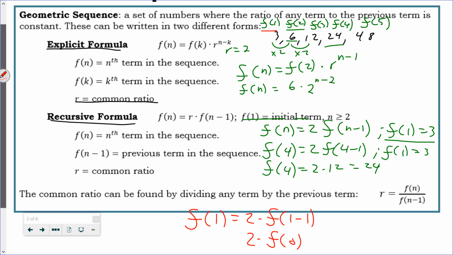I don't think so. Probably not. The most important part is saying f of 1 equals whatever. And it's probably better to put n is greater than or equal to 2. Any other questions here before we move on?